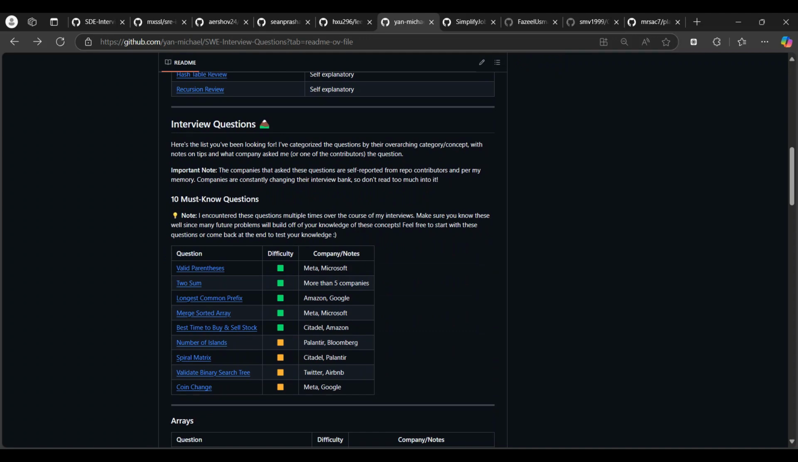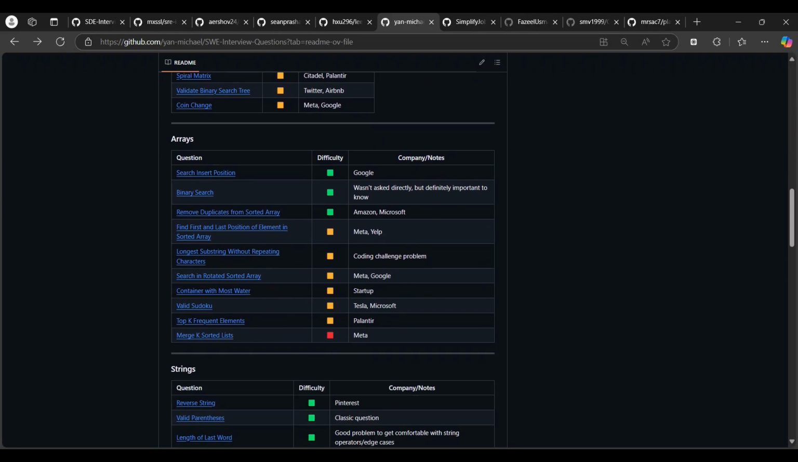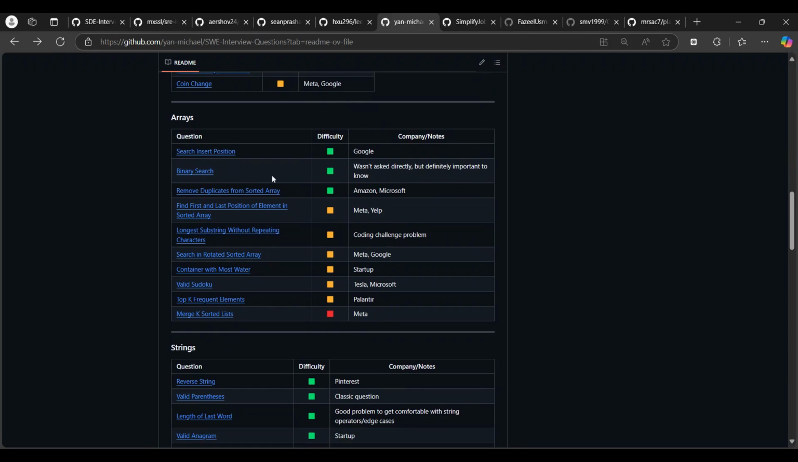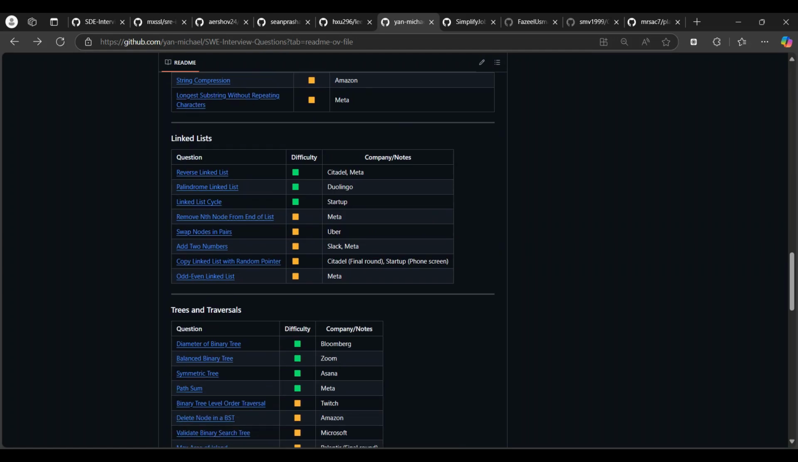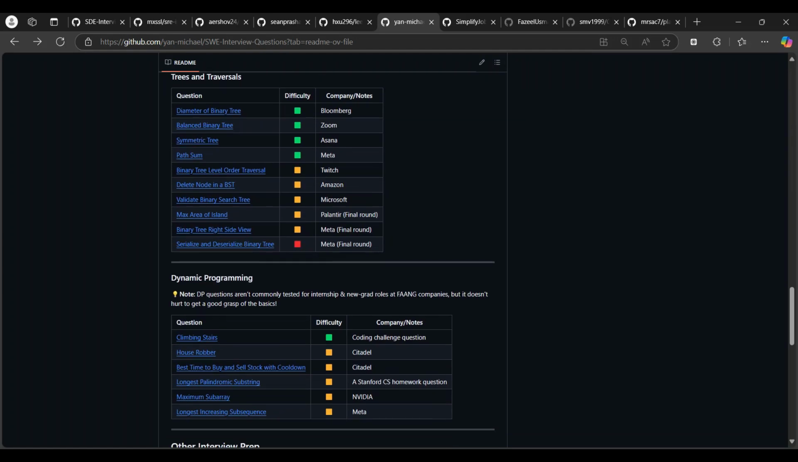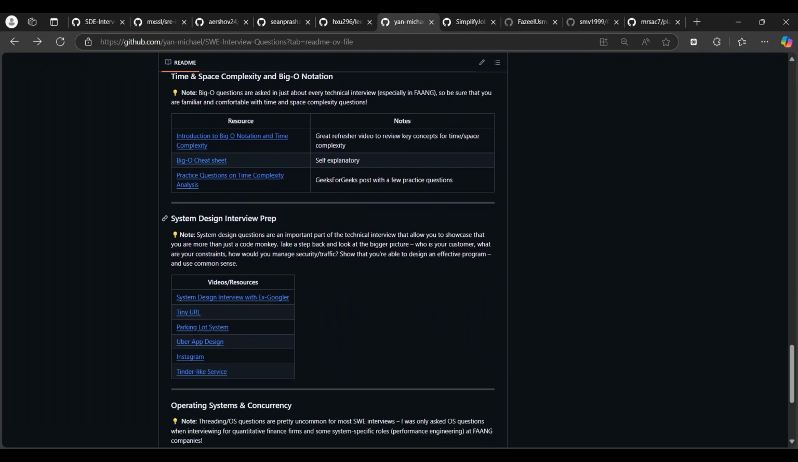Then the interview questions that are mostly asked: 10 must-know questions you should know for an interview. You can prepare these questions, and they show the difficulty level and what companies have asked them. Then, for each specific data structure, what kind of questions companies mostly ask. They have listed the questions and the company in which they were asked. Then strings, linked lists, trees and traversals, dynamic programming, and some other interview questions they have added.